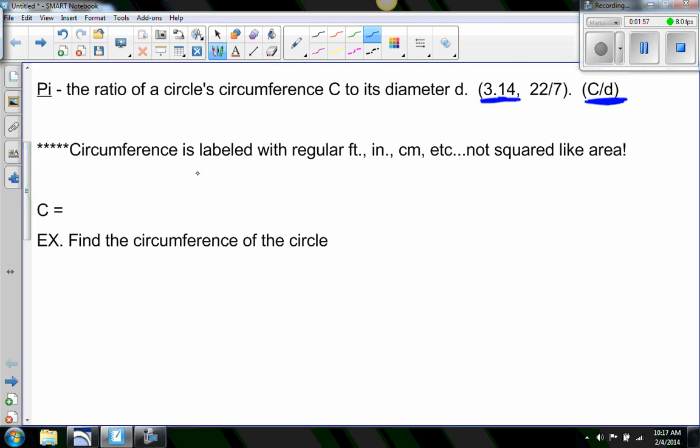So circumference is labeled with just feet, inches, centimeters. You don't put the little 2 on the end. It's not squared. It's just walking around and adding it up. It's like perimeter. So to do circumference, I'm going to do pi times diameter. But remember, if they would happen to give you radius, you'd have to take pi times radius times 2. Not radius squared, radius times 2. Okay, because radius is only halfway, but you need the whole way.